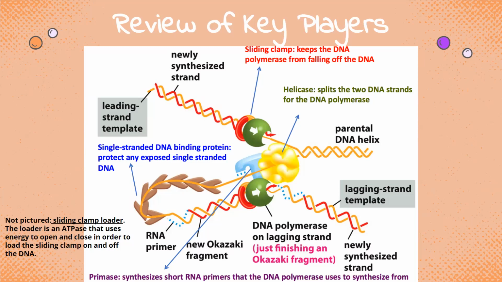So the clamp keeps the polymerase in check. The helicase is splitting the DNA, and this is all happening really, really fast. And it just goes to show how complex replication can really be.